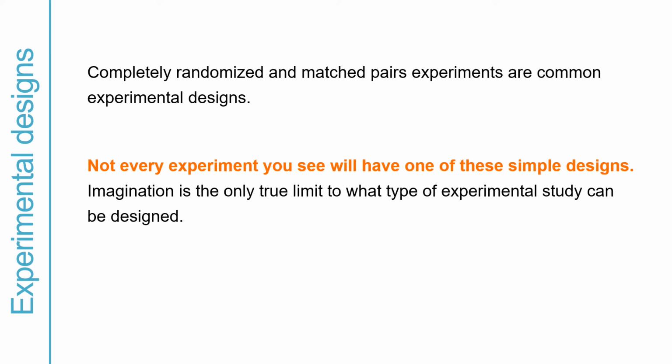So we've seen some types of experimental designs, such as, most importantly, the completely randomized and the matched pair experimental design. They are very common types of designs, but keep in mind that they are not the only kind. Experimental designs can get very complicated, but the more complex a design is, the more complex the resulting data analysis is going to be.